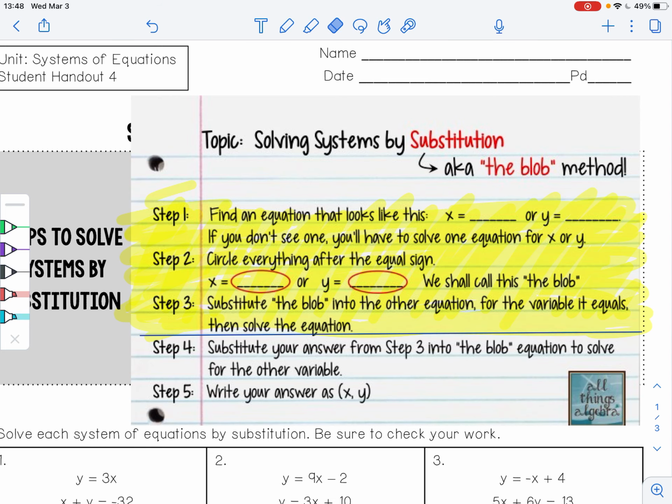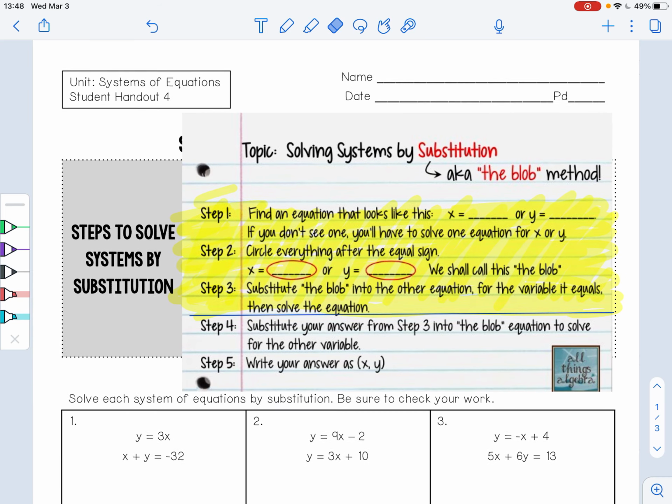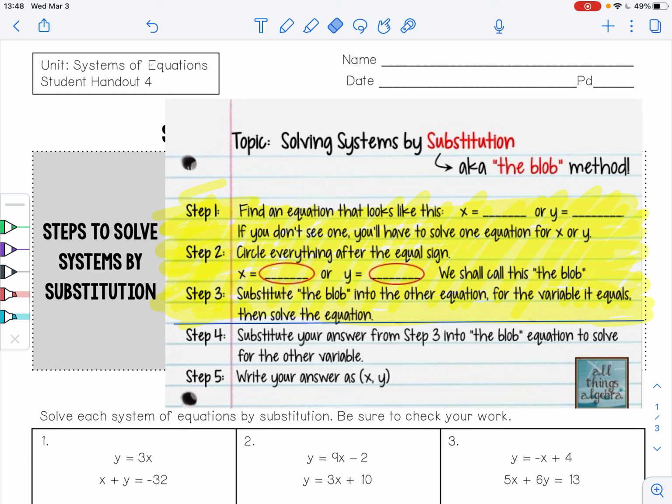Okay, guys, so for the next part of systems of equations, we started with graphing and now we're going to learn substitution. It accomplishes the same thing as graphing did. We're trying to find what point the two equations intersect. We did that through graphing first, and now we're going to do it through substitution.